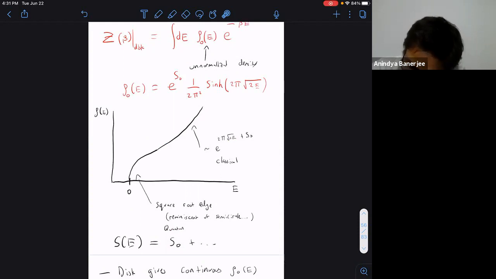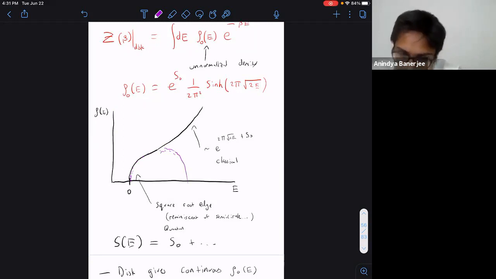The square root is actually somewhat reminiscent of the semicircle that we saw in the GUE random matrix theory. For the GUE, we found that the average density of states was the semicircle, and if you look at the edge of the semicircle, it behaves like a square root. Maybe you can try to draw real quick. The square root, the semicircle, and this sinh thing would look pretty similar near the edge, and then they deviate at higher energies. This fact that JT gravity has this square root behavior near the edge, which turns out to be a hallmark of these random matrix theories, is going to be a key fact for our next lecture.